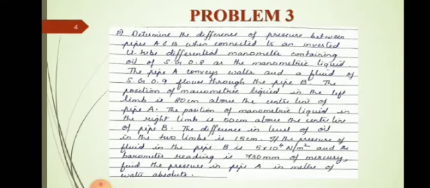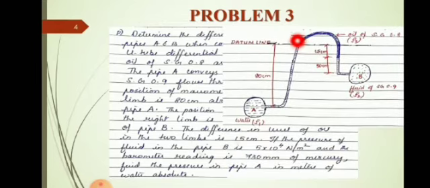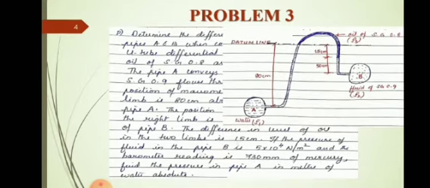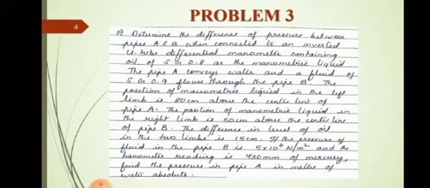Now the difference in level of oil in the two limbs is 15 centimeter. So this is the level of oil in the left limb and this is the level of oil in the right limb and the difference is given as 15 centimeter. If the pressure of fluid in the pipe B is 5 into 10 raised to 4 Newton per meter square, so the pressure of the liquid in the pipe B is given 5 into 10 raised to 4 Newton per meter square. That is PB is given as 5 into 10 raised to 4 Newton per meter square. And the barometer reading is 730 millimeters of mercury. So this is an additional information given here.